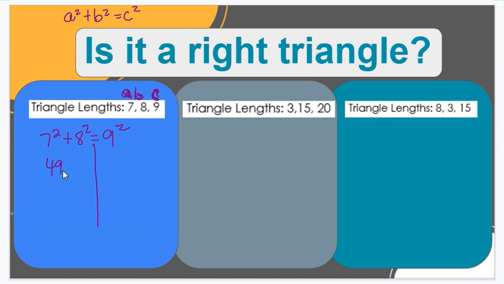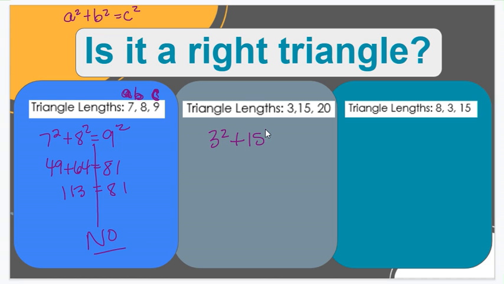All right, so here we get 49 plus 64 is 113, and 9 squared is 81. Does 113 equal 81? No, so this is not a right triangle.